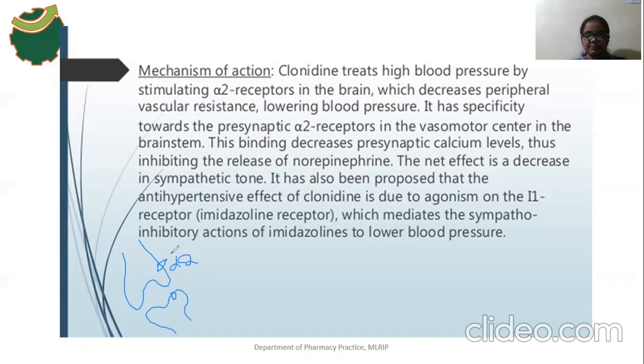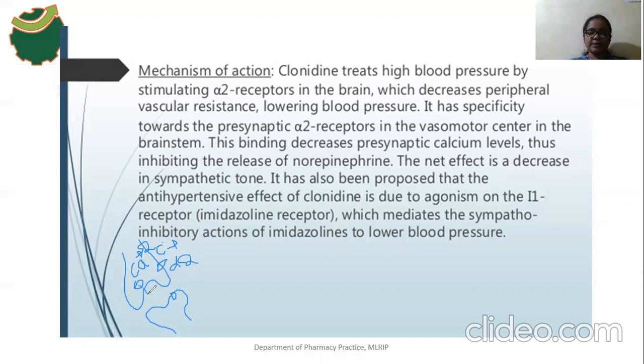Okay, so here C means the clonidine drug, which binds with alpha 2 receptors. As a result of this binding, there is a decrease in the presynaptic calcium levels. Then what will happen? There is inhibition of the release of norepinephrine from the synaptic vesicles. See this, this is a presynaptic nerve terminal consisting of synaptic vesicles. After clonidine binds with alpha 2 receptors, the levels of calcium in the presynaptic nerve terminals decrease. Then the release of norepinephrine from those nerve terminals is inhibited.